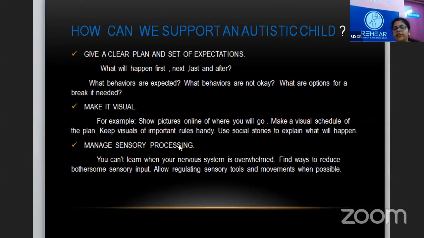Manage sensory processing. You can't learn when your nervous system is overwhelmed. I already told you this: when your downstairs brain is not regulated, you can't achieve the upper brain functions, like logical thinking, reasoning, and higher-level language. So we need to work on our sensory system and find ways to reduce burdensome sensory input.